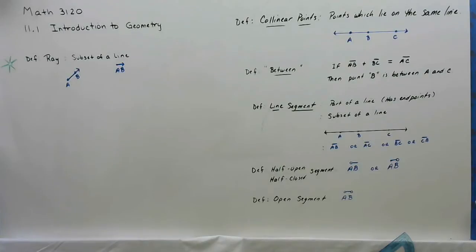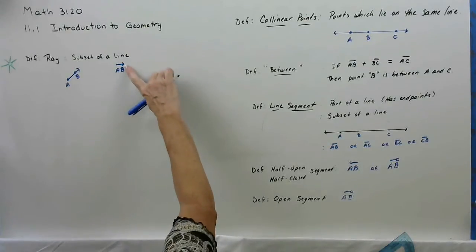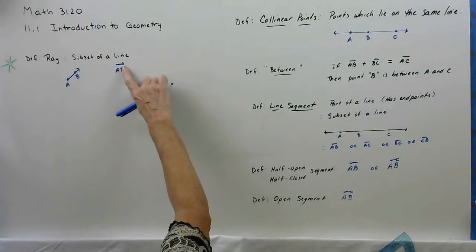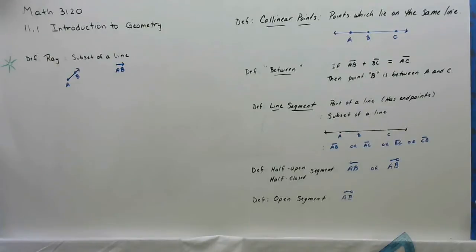Okay. Now those that are familiar with physics and vectors, a vector symbol looks a lot like a ray, but it only has one little arrow part. So it does look similar to a vector.